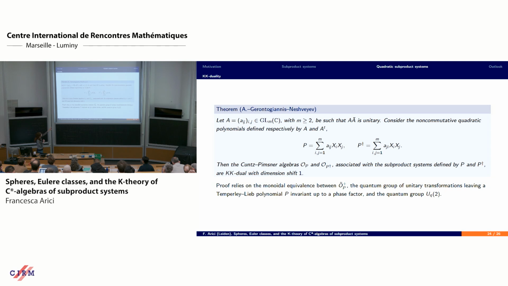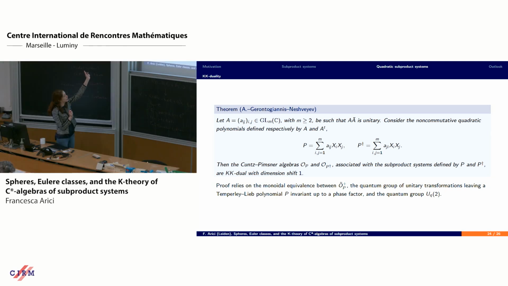So this is in a bit more general setting than what I described earlier as Temperley-Lieb. But yeah, so if the matrix is this anti-diagonal thing, then of course it's a special case. And then we proved that the Cuntz-Pimsner algebras defined by these two polynomials are KK dual with dimension shift 1.